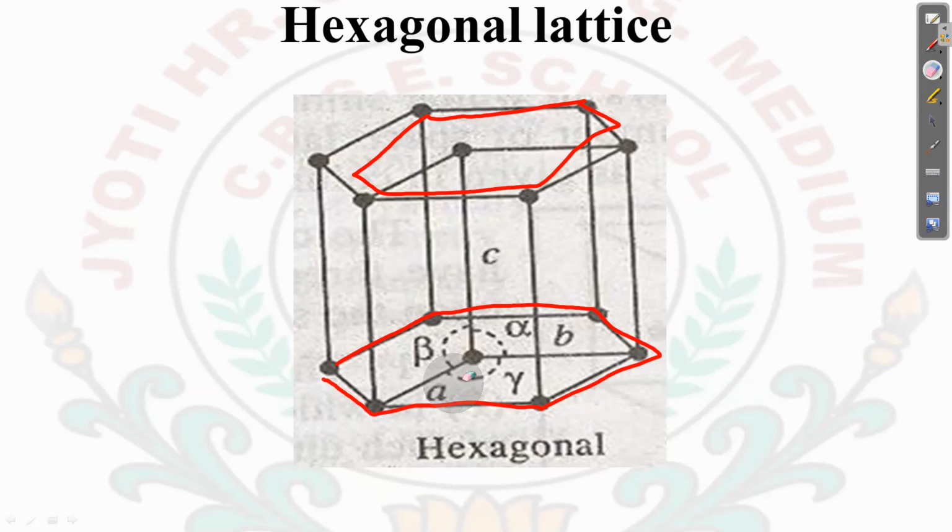Alpha, beta and gamma are 90 degrees here. They are all at 90 degrees to each other, but the lengths a and b are equal, and they are forming a hexagonal shape. Therefore, they are known as hexagonal lattice.